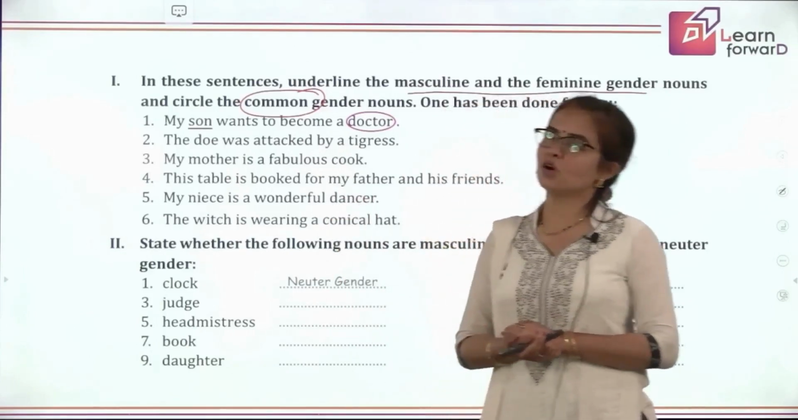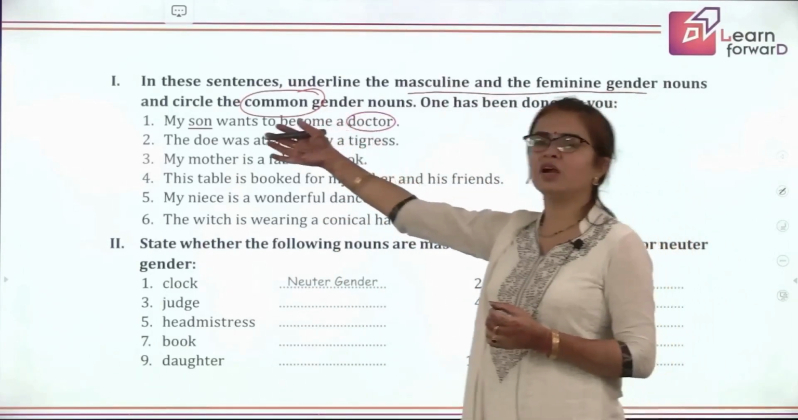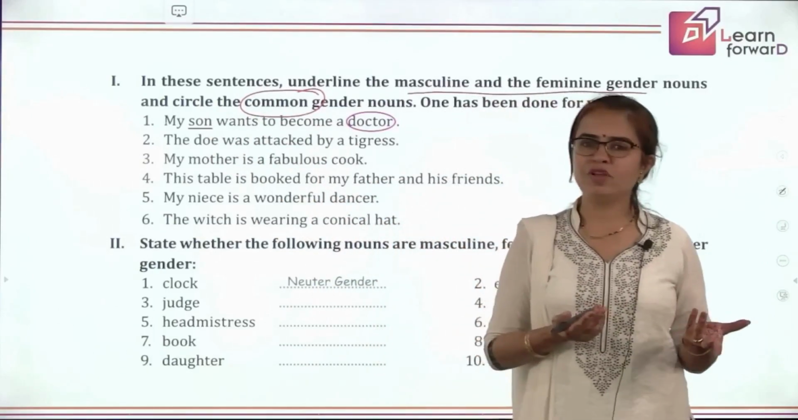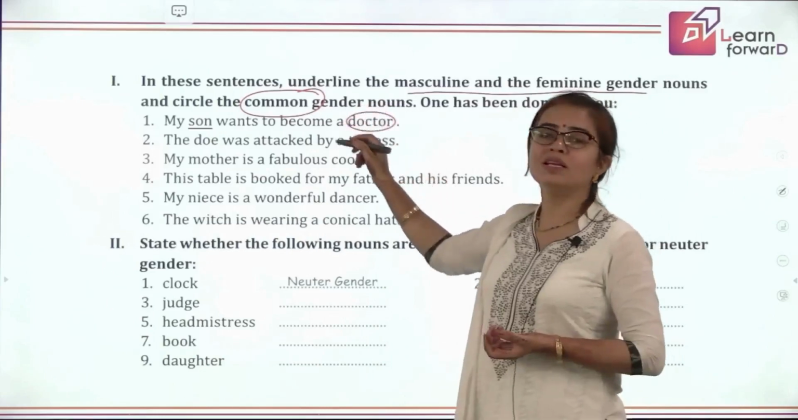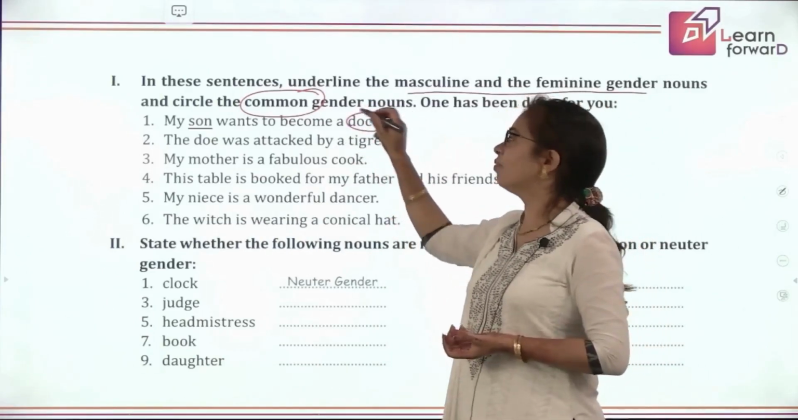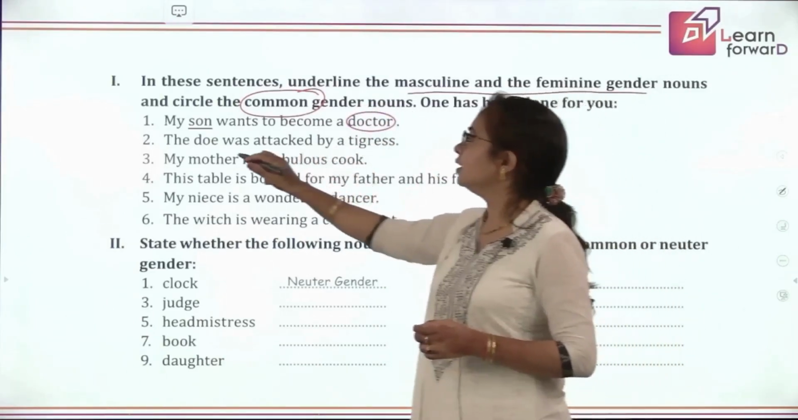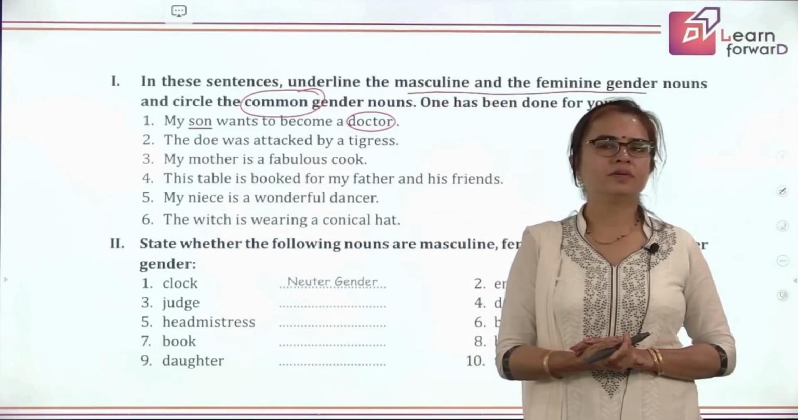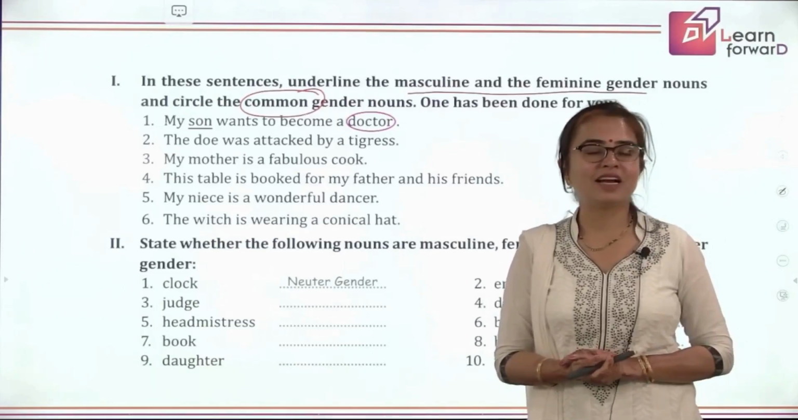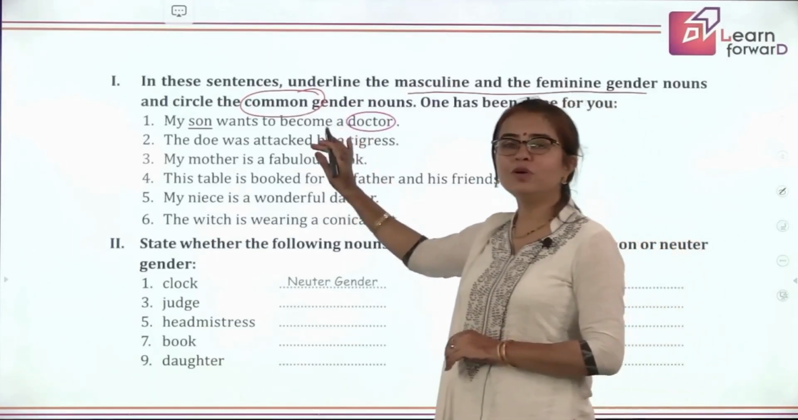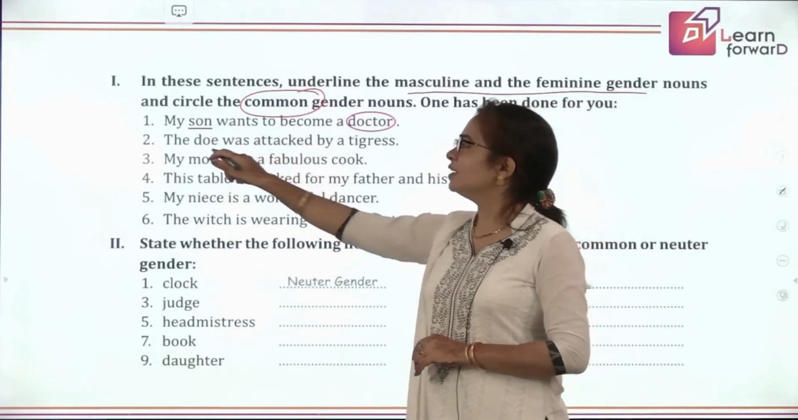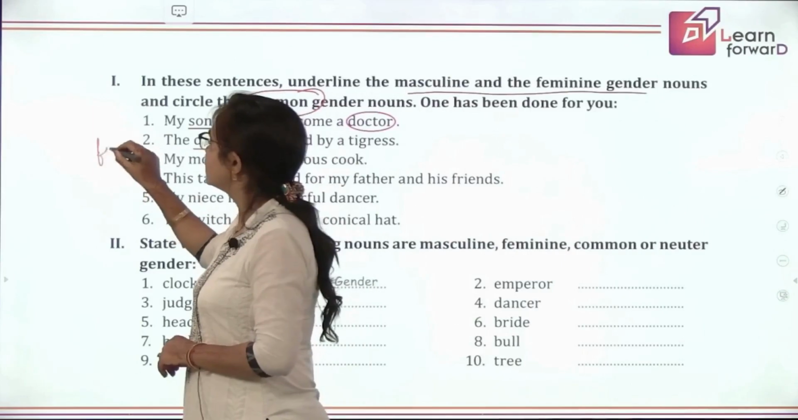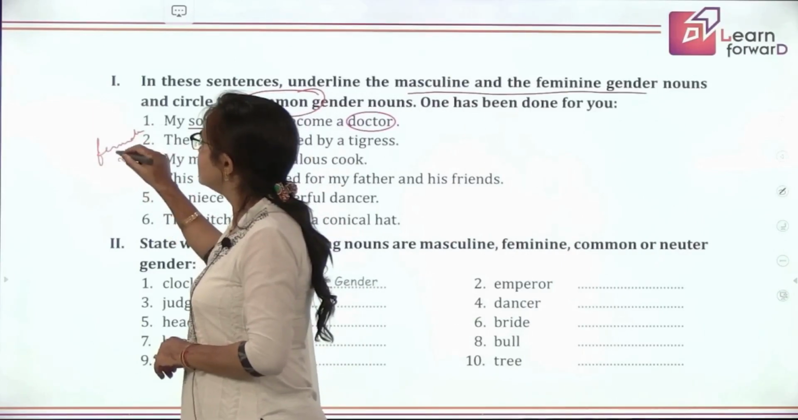Though here we are talking about son, otherwise doctor can be a male, doctor can be a female. So actually this noun is showing common gender, so we have put a circle around it. The next is the doe. What is the meaning of doe? That is dove, that is a bird. What is doe, do you know? Doe is a female deer.